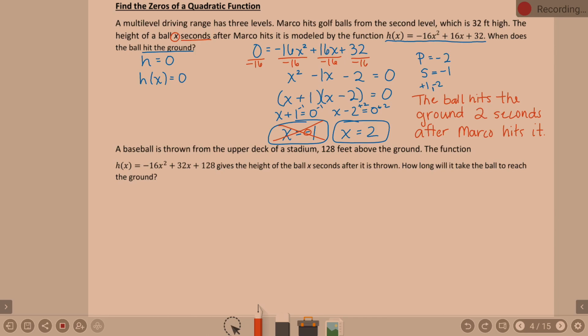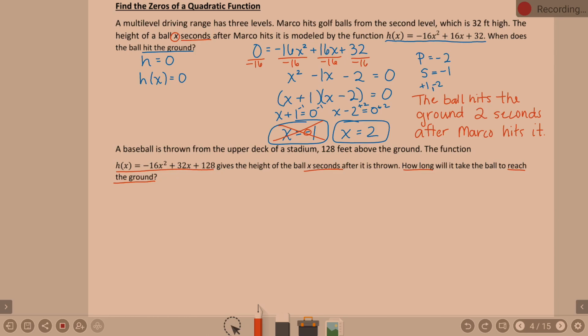Okay, shall we try another example? Yep. We're going to talk baseball now. First it was golf, now it's baseball. A baseball is thrown from the upper deck of a stadium 128 feet above the ground. The function h of x equals negative 16x squared plus 32x plus 128 gives the height of the ball x seconds after it is thrown. How long will it take the ball to reach the ground?